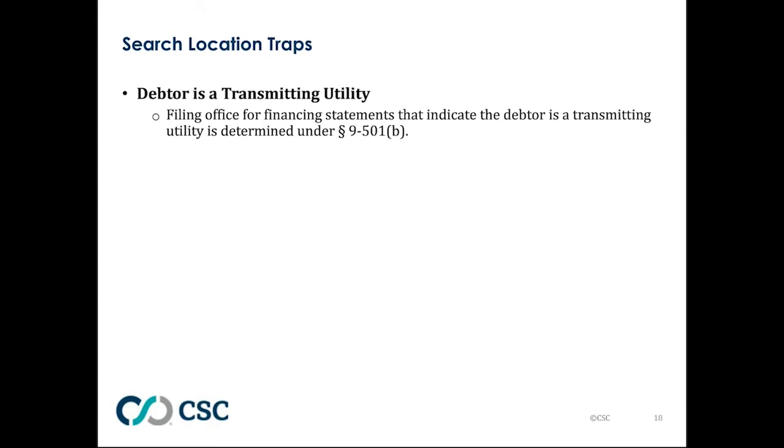The only real exception to that would be, I think, Oklahoma. In Oklahoma, the central filing office for UCCs is the Oklahoma County Clerk, but transmitting utility UCCs, if they indicate the debtor is a transmitting utility, are filed in the Office of the Secretary of State.